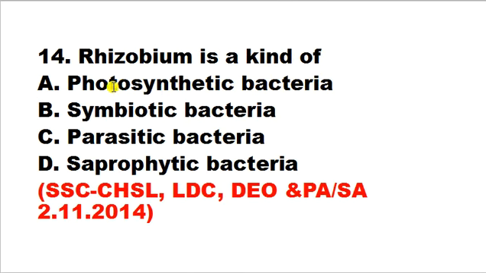Rhizobium is a kind of photosynthetic bacteria, symbiotic bacteria, parasitic bacteria, saprophytic bacteria. So Rhizobium is a symbiotic bacteria. What is its work? They fix the nitrogen which is present in the atmosphere, and this fixed nitrogen is provided to the plants.